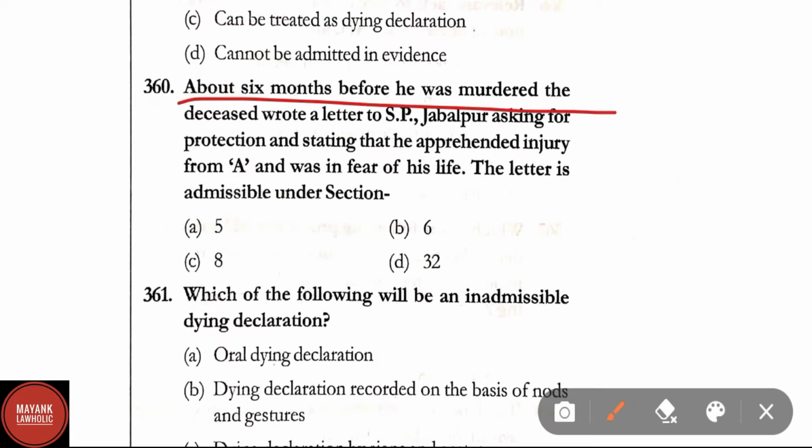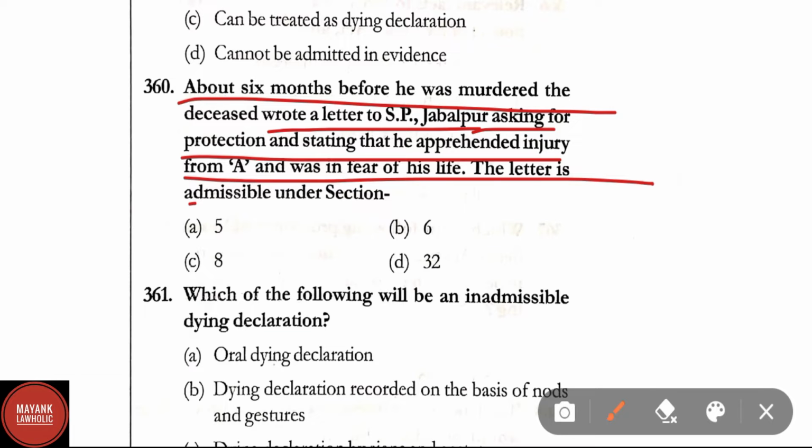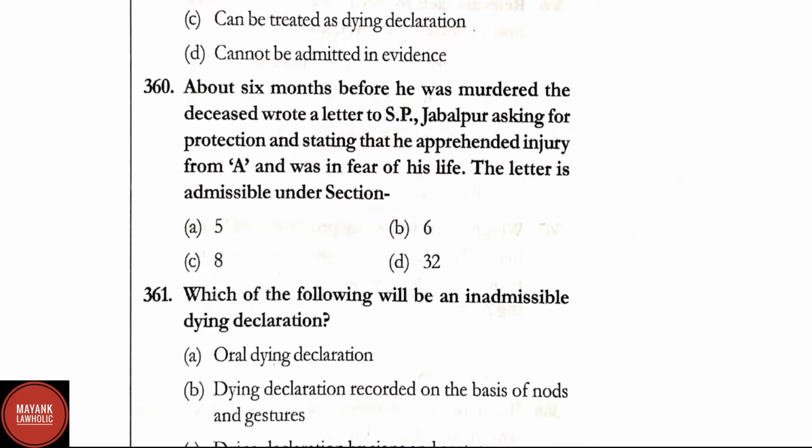About 6 months before he was murdered, the deceased wrote a letter to SP Jabalpur asking for protection and stating that he apprehended injury from A and was in fear of his life. The letter is admissible under section 5, 6, 8 and 32. In question number 360, the correct answer is option D, that is section 32.